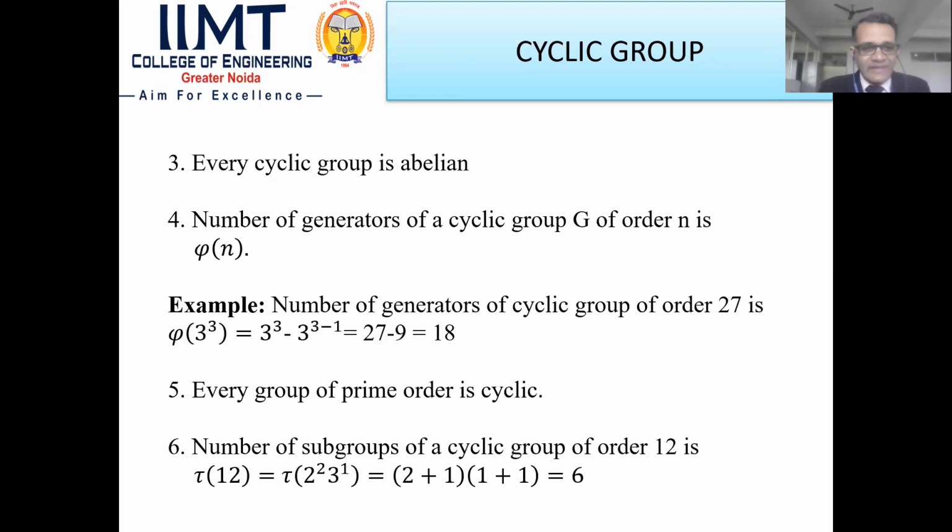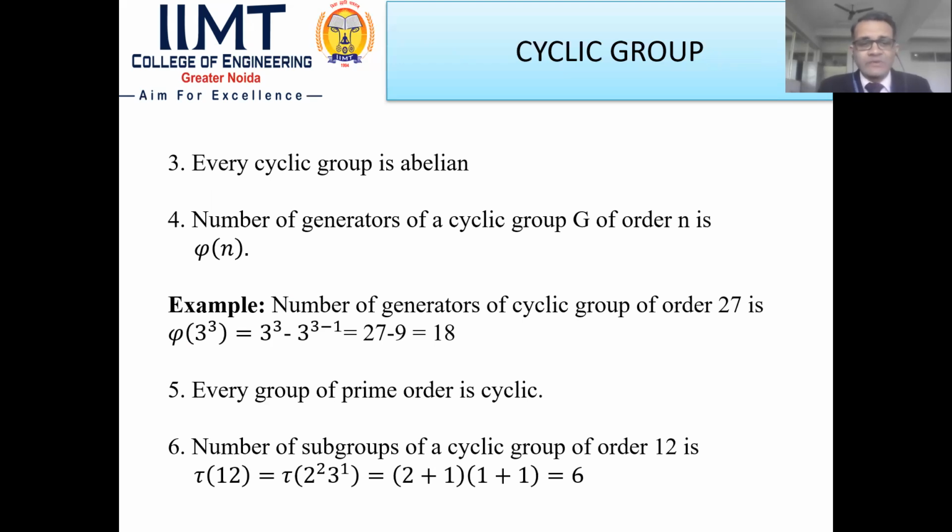Next result: every group of prime order is cyclic. Very important result. Number 6 result: the number of subgroups of a cyclic group of order 12 is tau 12. Here we can take any number in place of 12. I have taken one example, 12.